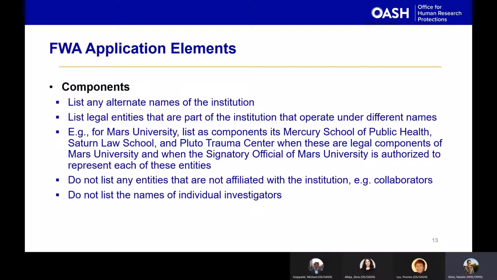In the Components section, you have the option to list components of your institution that are covered under the FWA. This can be useful if there are legal entities that are part of your institution but which operate under different names. This section may not apply to all institutions. You should not list the names of individual investigators or other institutions unless they're both legally part of your institution and represented by your signatory official.